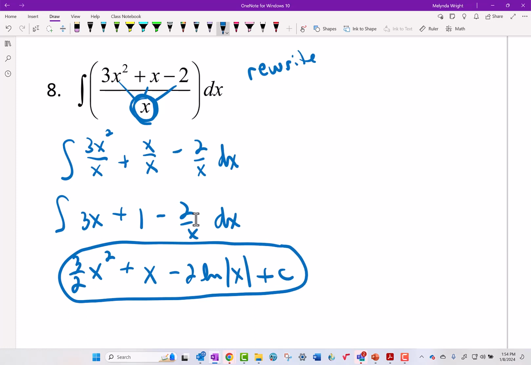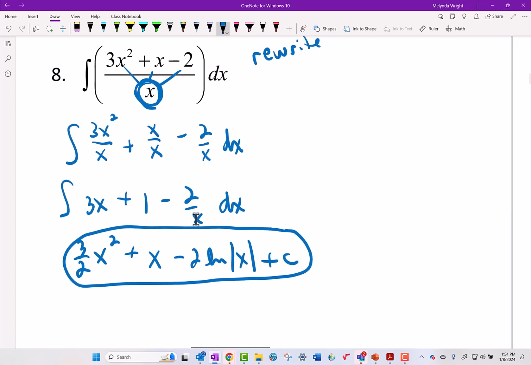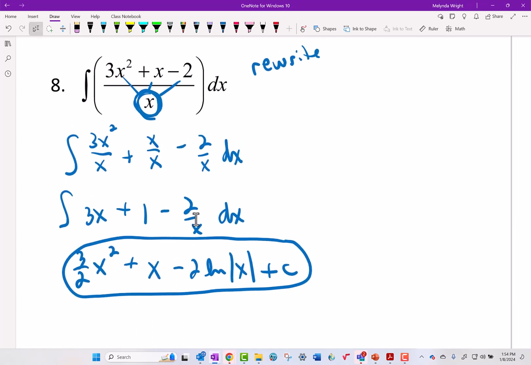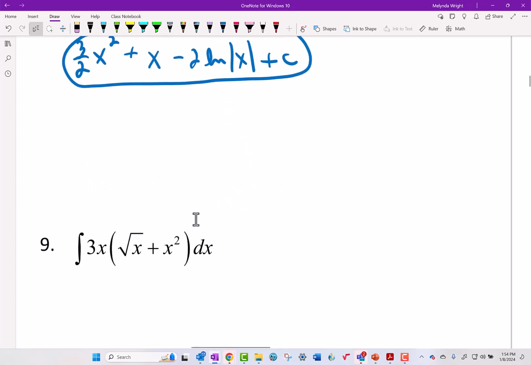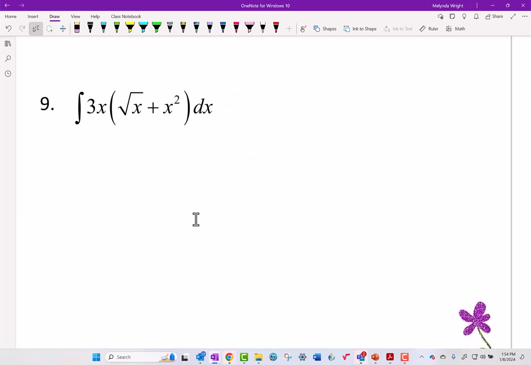Okay. Last one. So that's a fraction, a quotient. We are going to learn the quotient rule, but again, this is way easier if it's possible. This next one is a product. We will learn the product rule, but again, if you can avoid it and it's easier, why not? We're going to rewrite here because we don't know the product rule anyway. We're going to distribute. We're going to do algebra.